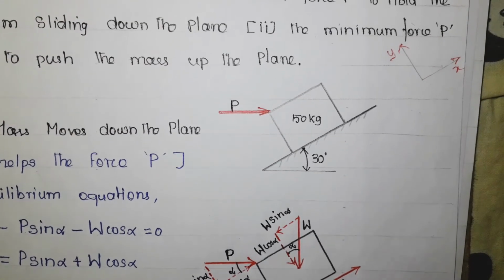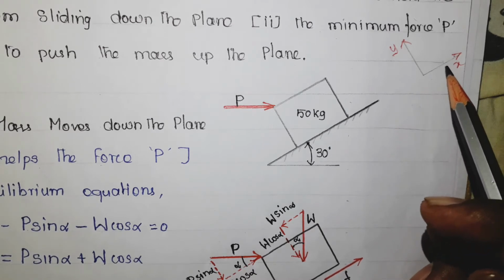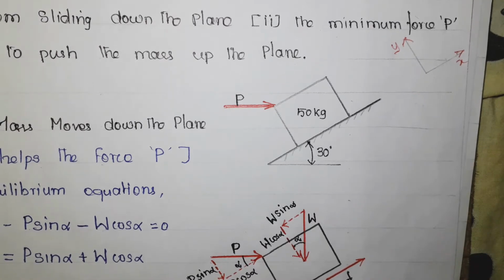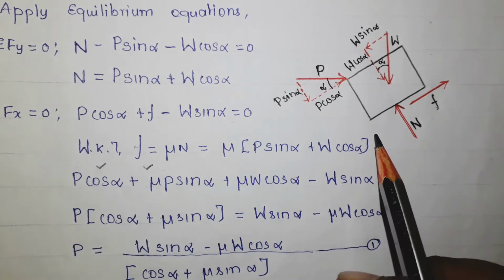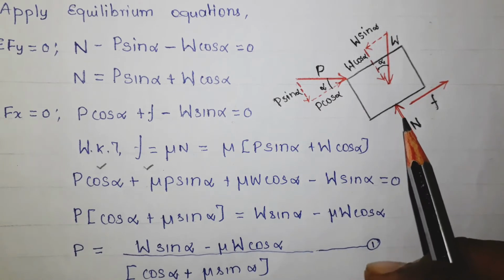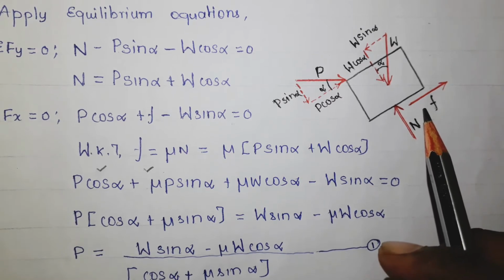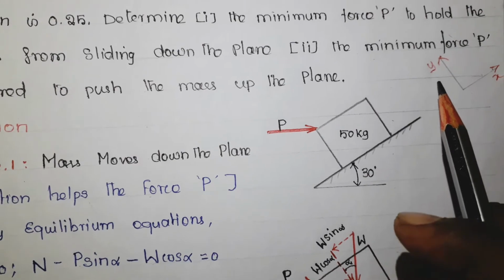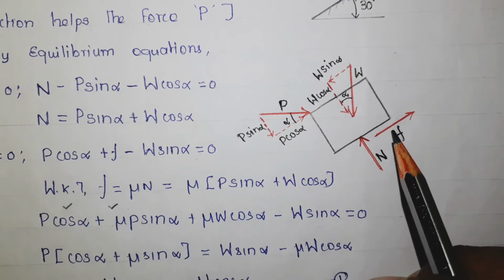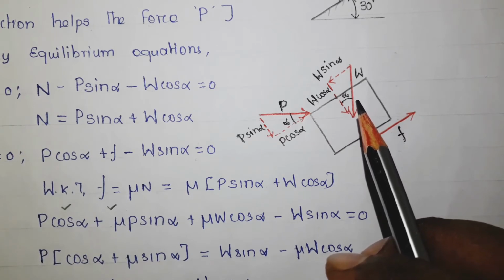Next, change the coordinate system according to the inclined plane. Now this x-axis is parallel to the inclined plane, and the y-axis is at 90 degrees to the inclined plane. Now here is the free body diagram. This is the weight, this is the applied force, this is the normal reaction, and this is the friction, and please note that it is acting in the upward direction. Among these four forces, two are parallel to either the x-axis or y-axis, but the other two forces are neither parallel to the x-axis nor the y-axis.